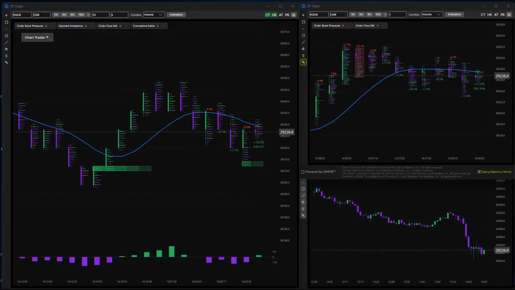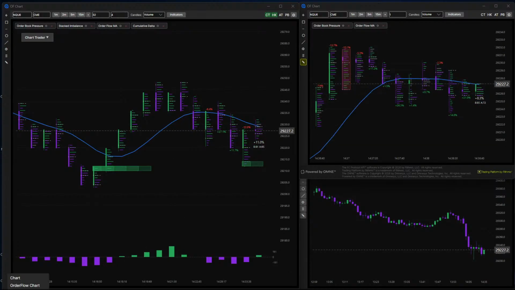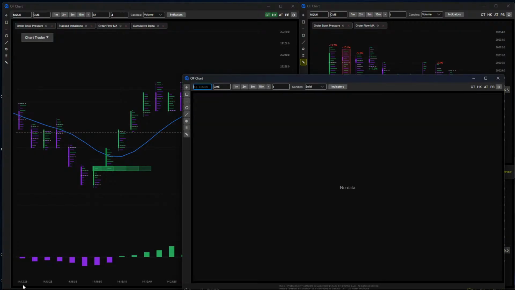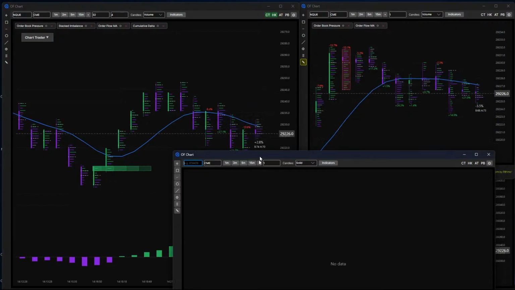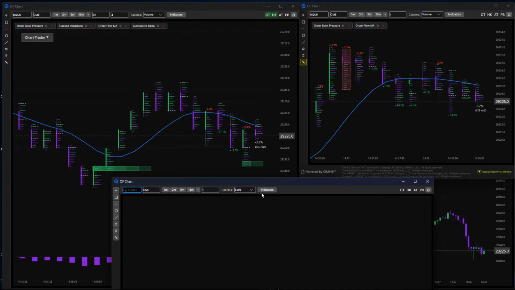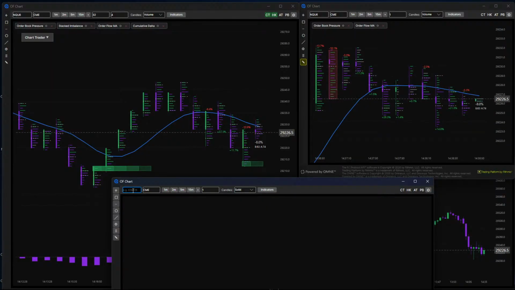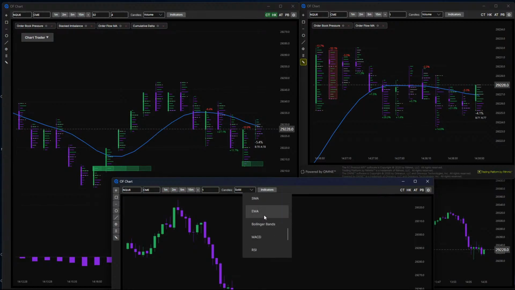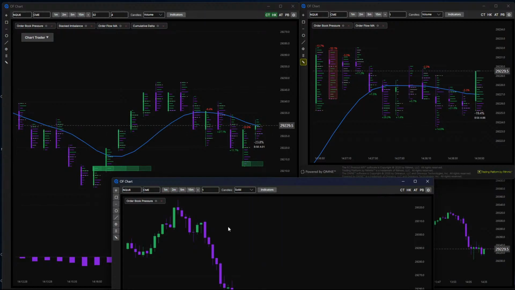Let's go over the new order book pressure. So for the order book pressure, you need level 2 data. Okay, so the order book pressure indicator. Let's bring up just NQU6 on a 1 minute. Okay, and let's just go to the indicators. Let's go to order book pressure.